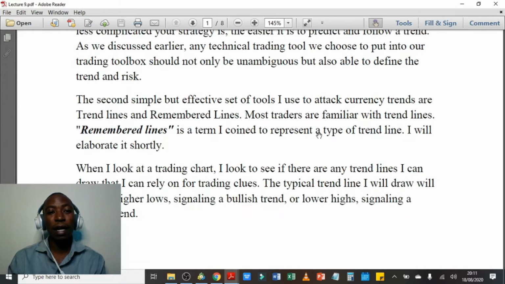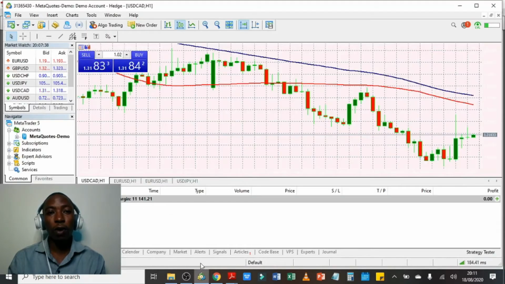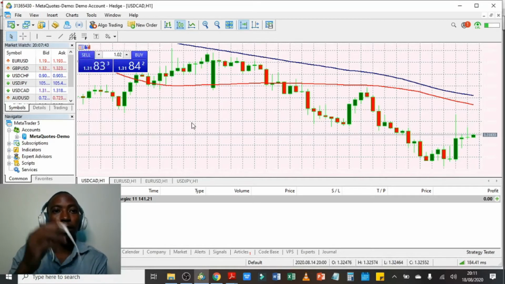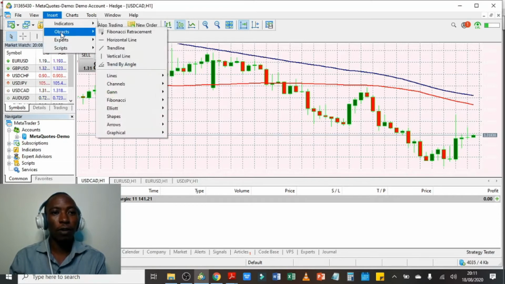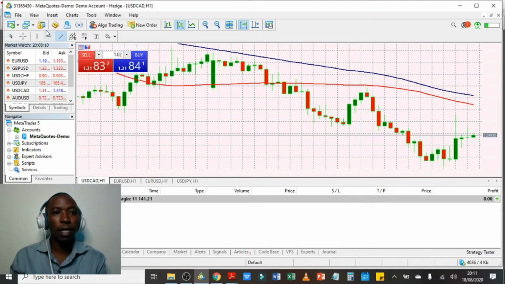Heading over to our chart, in a previous lecture I was able to introduce you to the trend lines. Let's just view a chart here, and this is a live chart of the United States dollar versus the Canadian dollar. This is the 1 hour time frame, and as we saw earlier in a previous lecture, all you need to do to draw a trend line is come over here at insert and then head over to objects, and then as you can see we are able to draw a trend line. Alternatively, you can access the trend line on the menu bar over here.